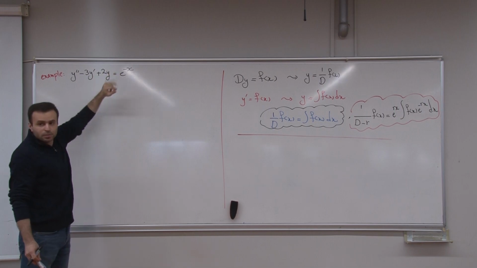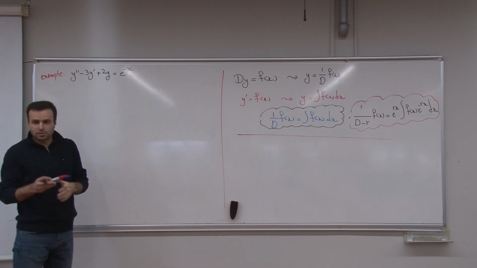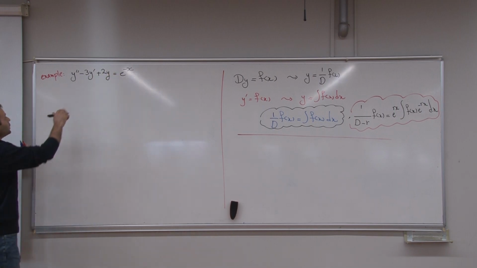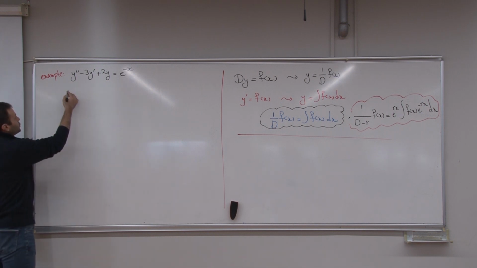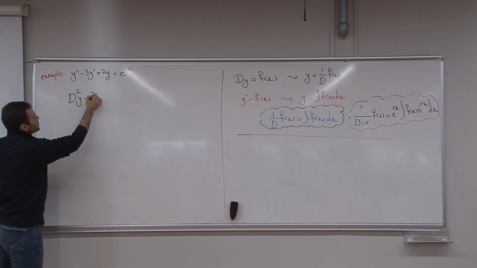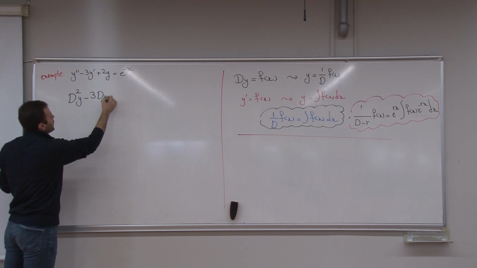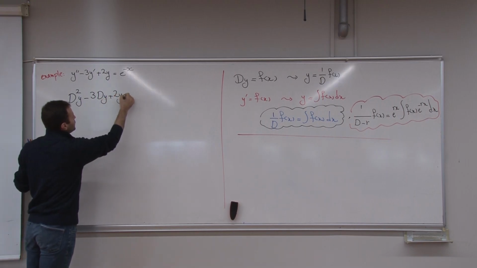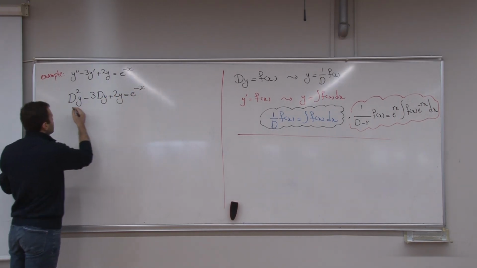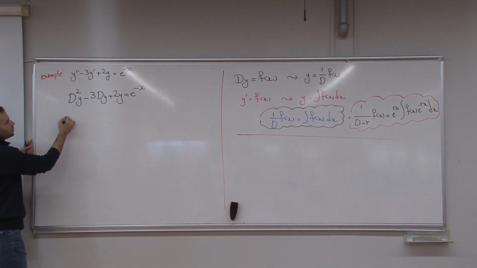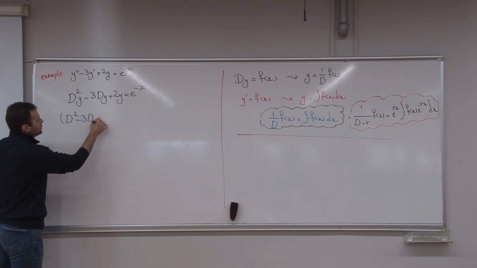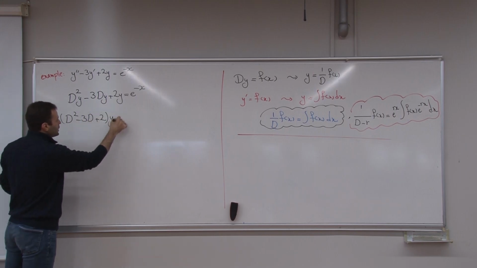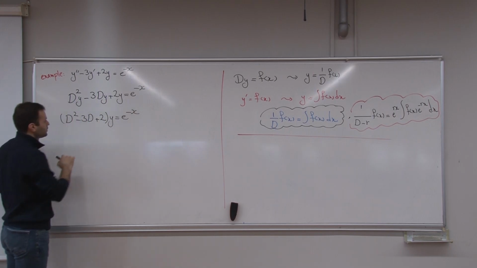If I'm using the operator method, how can I find the particular solution? Okay? First of all, let's write this in the operator form. What is it going to be? d squared y minus 3 dy plus 2y equal to e to the power of minus x. So what is this equal to? This is D squared minus 3D plus 2, applied to y, equal to e to the power of minus x. Okay?